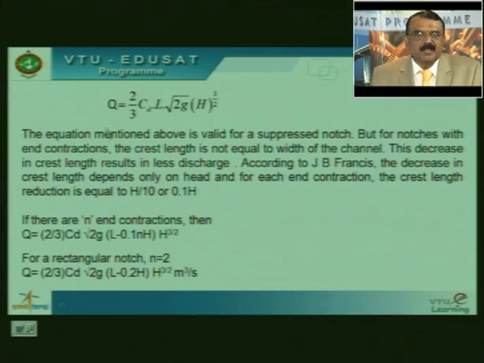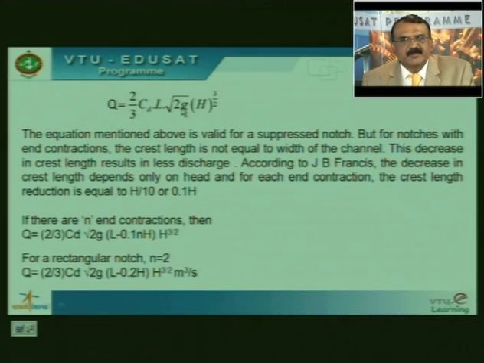Why is it so? If you look at this equation, 2/3 is constant, CD is constant, L is constant, root 2G is constant. What is a variable? Q is directly proportional to H. Now, based on that, he said that for each end contraction, the effect will be 0.1 H.